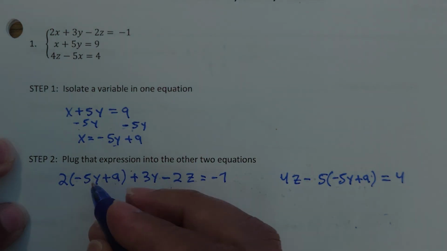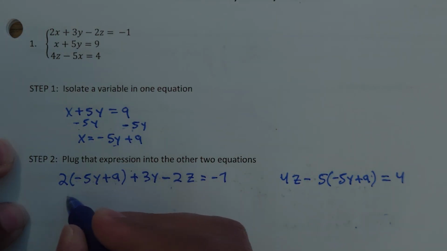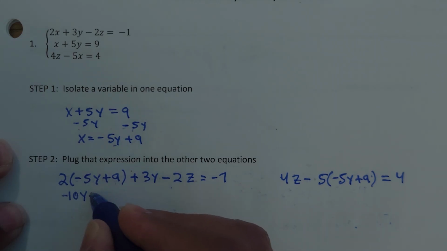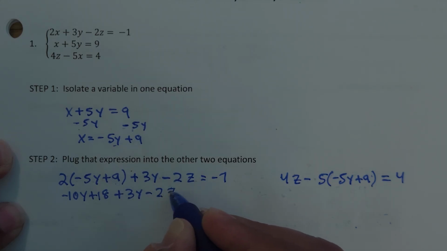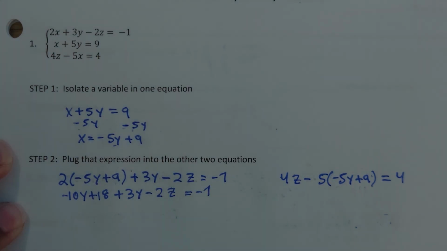Okay, so then I'm going to distribute here. Negative 2 times 5y, that's negative 10y. 2 times 9, that's plus 18. Plus 3y minus 2z is equal to negative 1.